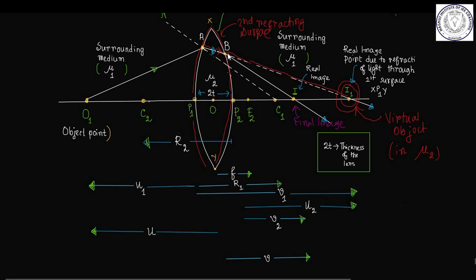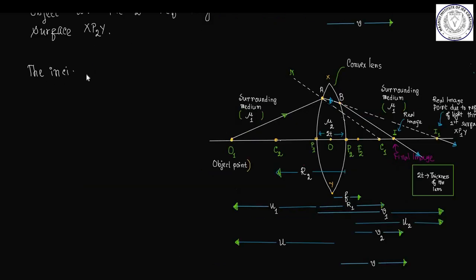The virtual object I1 exists in the denser medium of refractive index mu2, and the final real image I will be formed in the rarer medium, that is, in the surrounding medium of refractive index mu1. For the second surface XP2Y, we have to assume that the virtual object I1 exists in the denser medium of refractive index mu2, and the final real image exists in the rarer medium of refractive index mu1.